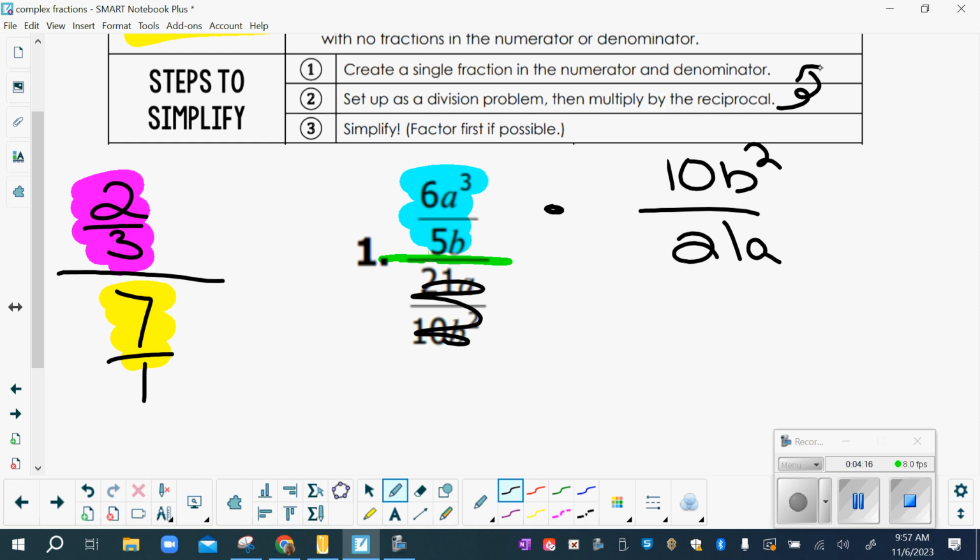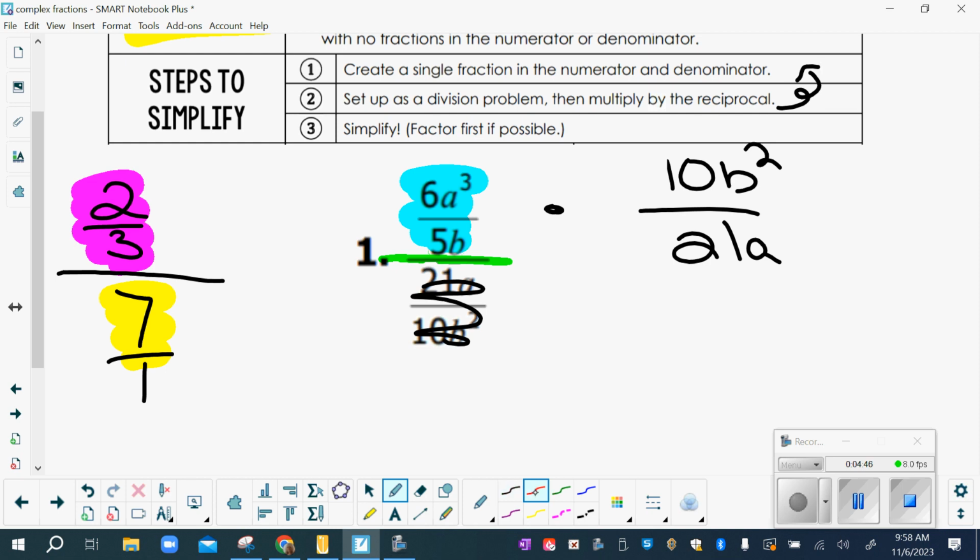I love this part because I love canceling. Here's what you need to remember. Anything on the top can cancel with anything on the bottom. The only thing you can't do is cancel top to top, bottom to bottom. So anything on the top is fair game with anything on the bottom. Does anyone see some stuff I can cancel? Something nice and easy. Say it. The 10 and 5. Love that.